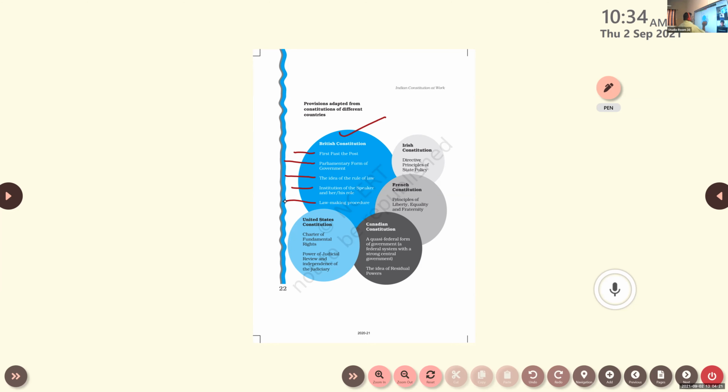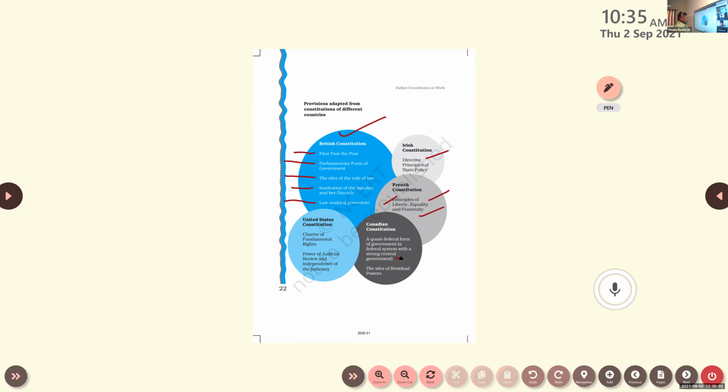From the Irish Constitution, we adopted the directive principles of state policy. From the French Constitution, we adopted the principles of liberty, equality, and fraternity. And from the Canadian Constitution, the quasi-federal form of government, which means a federal system with a strong central government. Quasi-federal means it is a federal type of government, but the central government has some special powers. That idea we adopted from the Canadian Constitution.